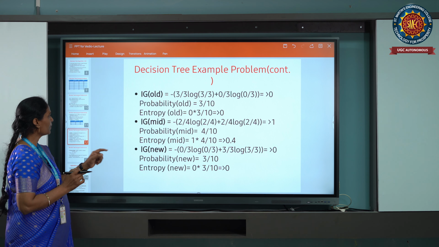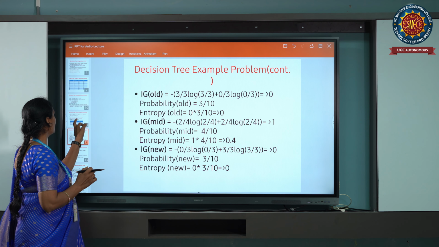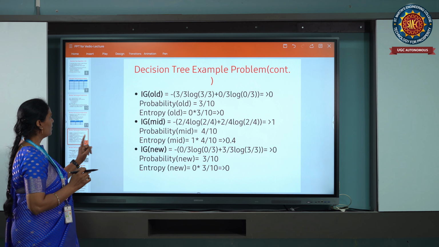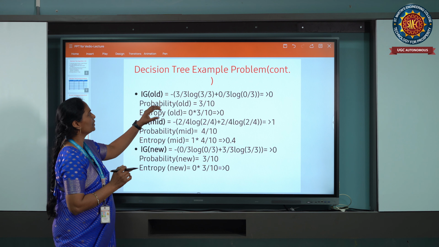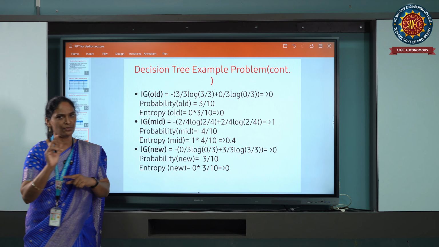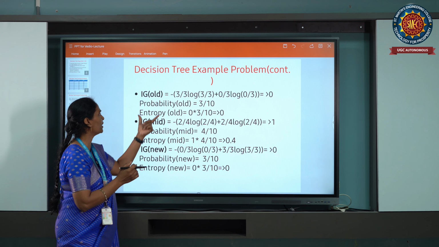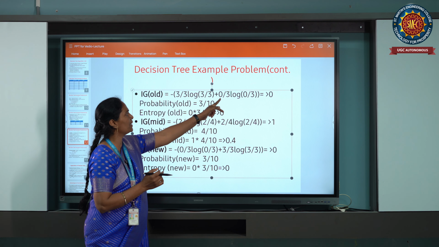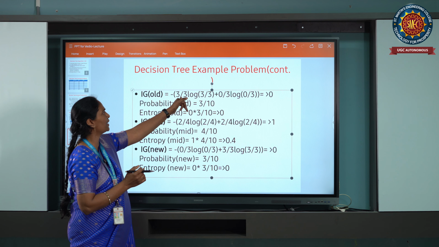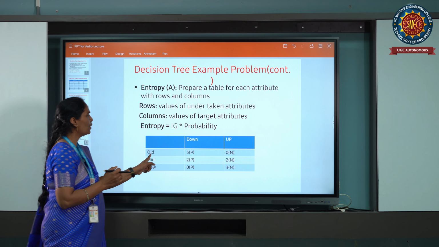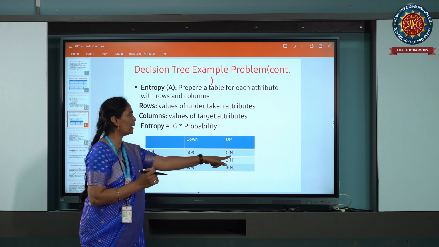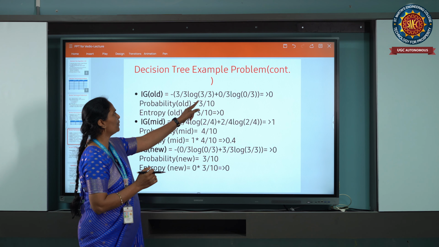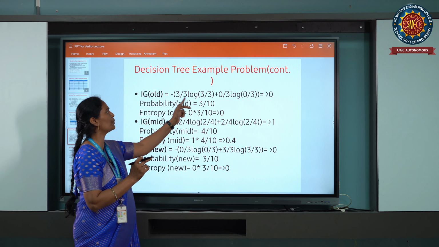So we will see how we get the entropy of age, and we will calculate it here. First we have to calculate the information gain, and after that we will calculate the entropy. For the information gain for old, here it is 3 by 3 log 3 by 3, and so on. Here 3 is the count we have taken from this table: for old, the down count is 3 and up is 0. So we are putting that in this table, based on the information gain formula, and putting all the values here.